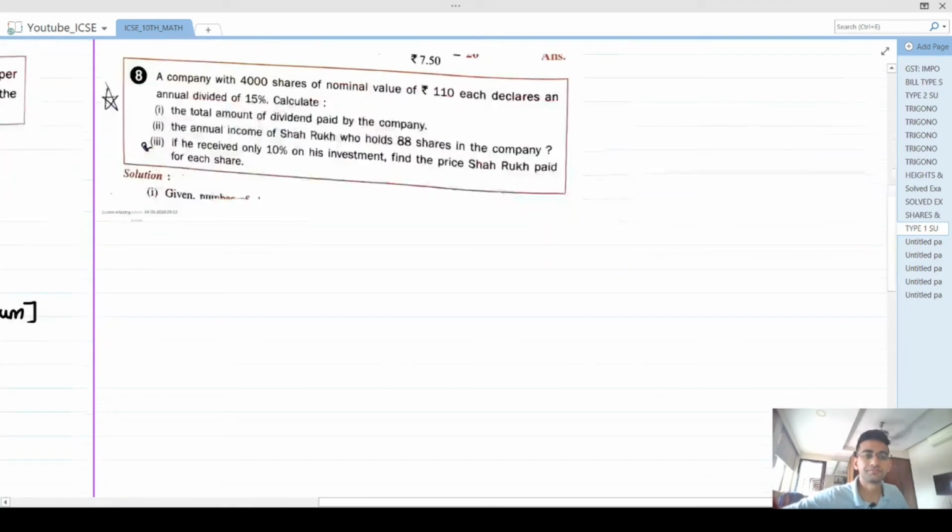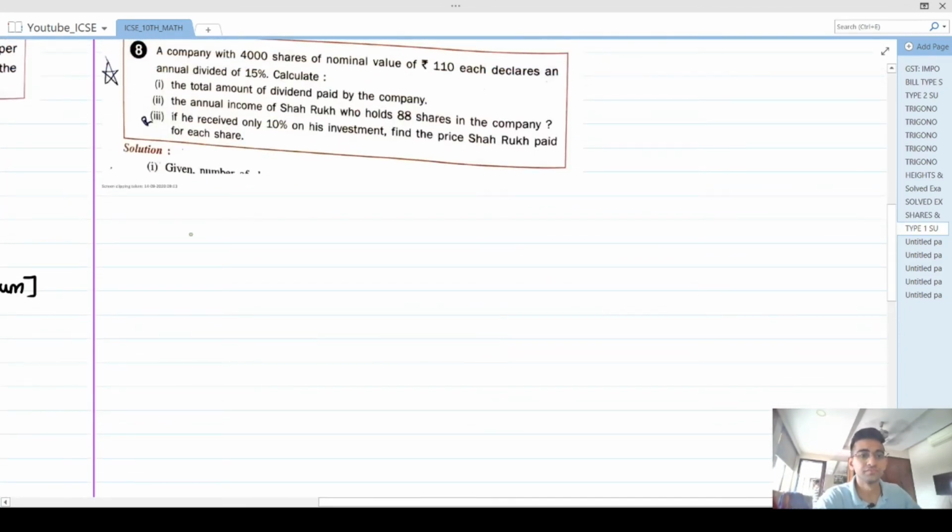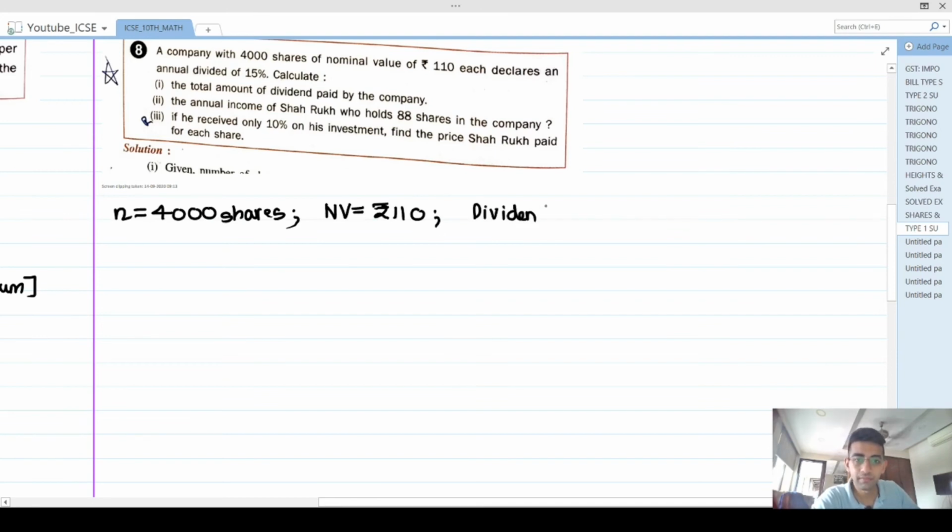Let's move on. Next. So if you've noticed, these sums are just formulae based. If you know your formulae, you can't go wrong. A company with N 4,000 shares, put down the data first in all the sums, at a nominal value of 110, that's face value, declares annual dividend, so dividend rate 15%. Calculate the total amount of dividend paid by the company.